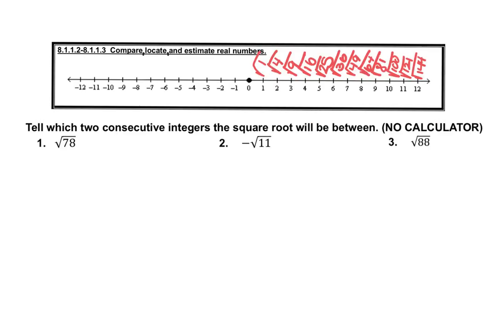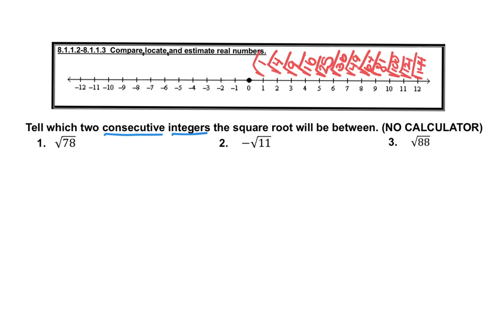So it says, tell which two consecutive integers the square root will be between. Remember, consecutive means in order, and integers are the positive and negative whole numbers. They're not the decimals, and they're not the fractions. The square root is in between. And this is a non-calculator problem. We cannot use calculators for this.